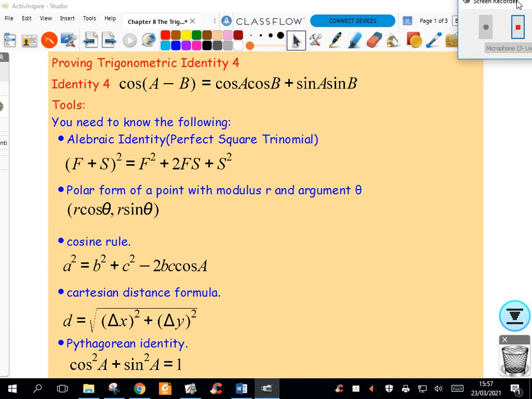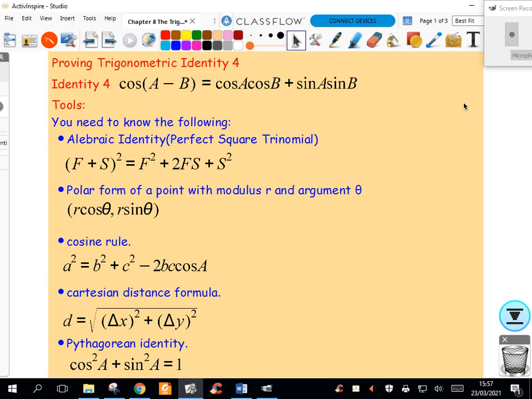Okay, so in this lesson I am going to look at proving identity number 4 from my list of trigonometric identities in our course. It's numbered 4: cosine of A minus B is equal to cosine A times cosine B plus sine A sine B. That's for any angles A and B.